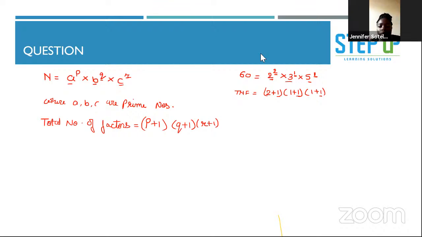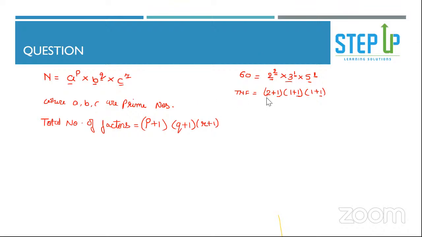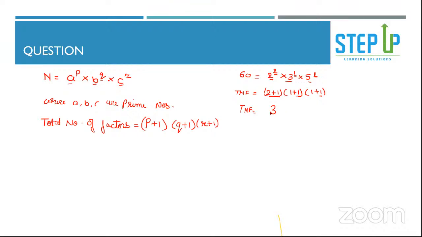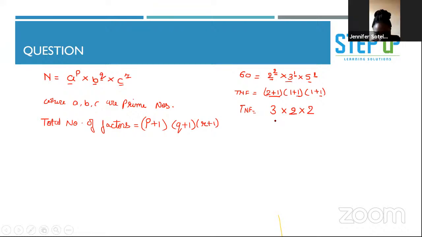All right, so now this one. So total number of factors will become what? Now this one, 2 plus 1, 3. The number of factors will become what? Yeah, it's getting echo to me also. 1 plus 1 is 2, and this 1 plus 1 is 2.